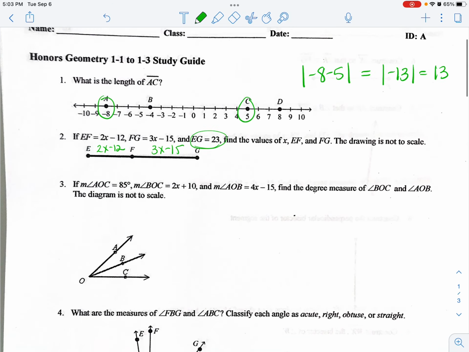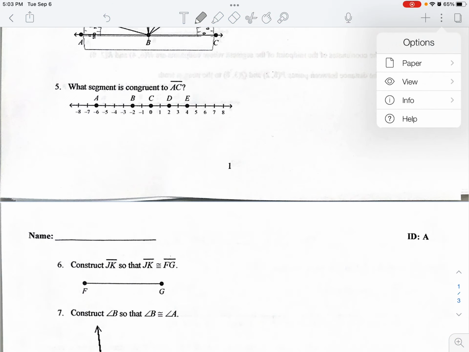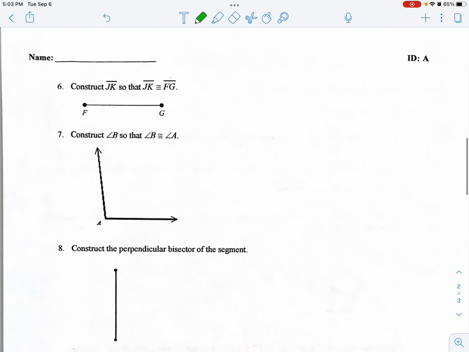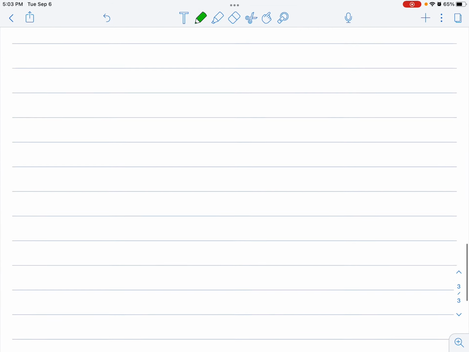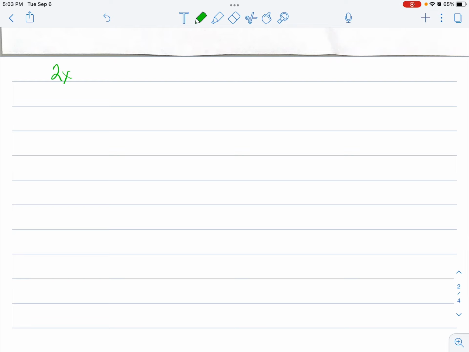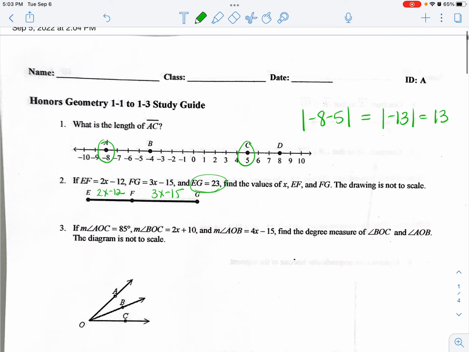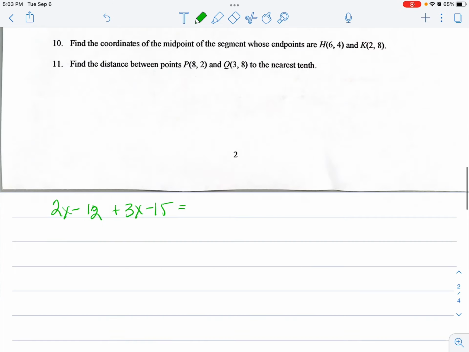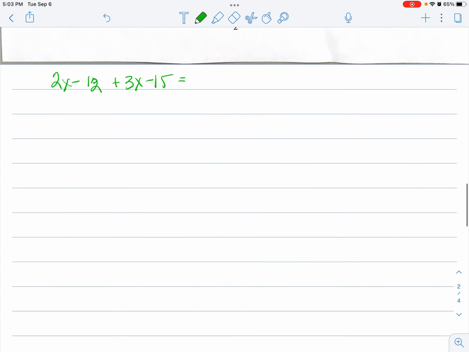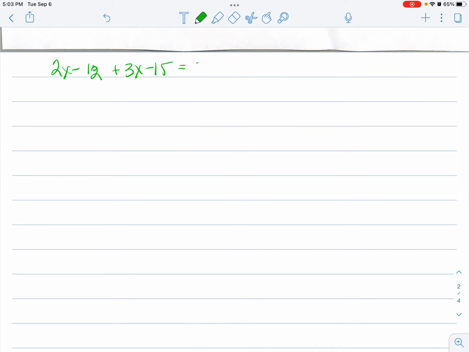I'm going to scroll down here, and let me add some line paper. 2x minus 12 plus 3x minus 15. So those two pieces are going to equal the entire segment, which is 23. So it's just an algebra equation that you're solving to begin with. Again, we know that this is the segment addition postulate because the little piece plus the little piece.